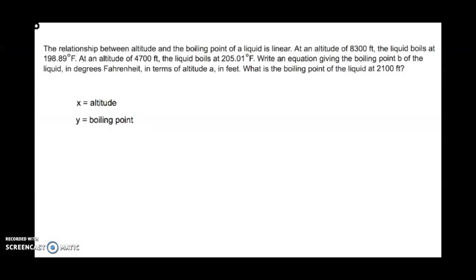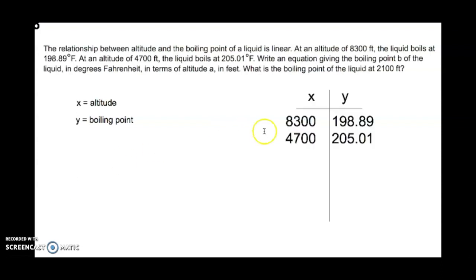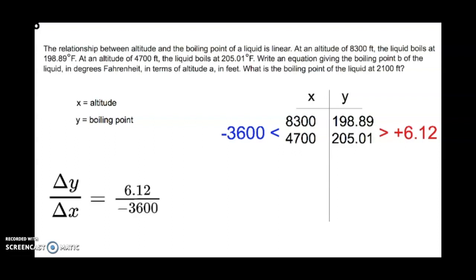First, let's establish that x is the altitude and y is the boiling point, because the altitude is what makes the boiling point what it is. The boiling point depends on the altitude. So, looking at the table, we find change of y over change of x. Change of x is negative 3,600. Change of y is positive 6.12. So we have 6.12 over negative 3,600. That gives us negative 0.0017. Leave it as a decimal.